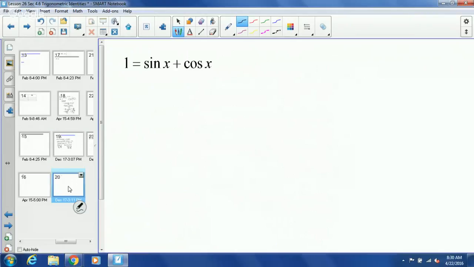What should I do here? You can't tell me 1 equals sine x plus cosine x without doing something in this equation. Any ideas? All right, let's do it. Jasmine said to go back, and I think Josh or Joey said square. Which one of you said square?